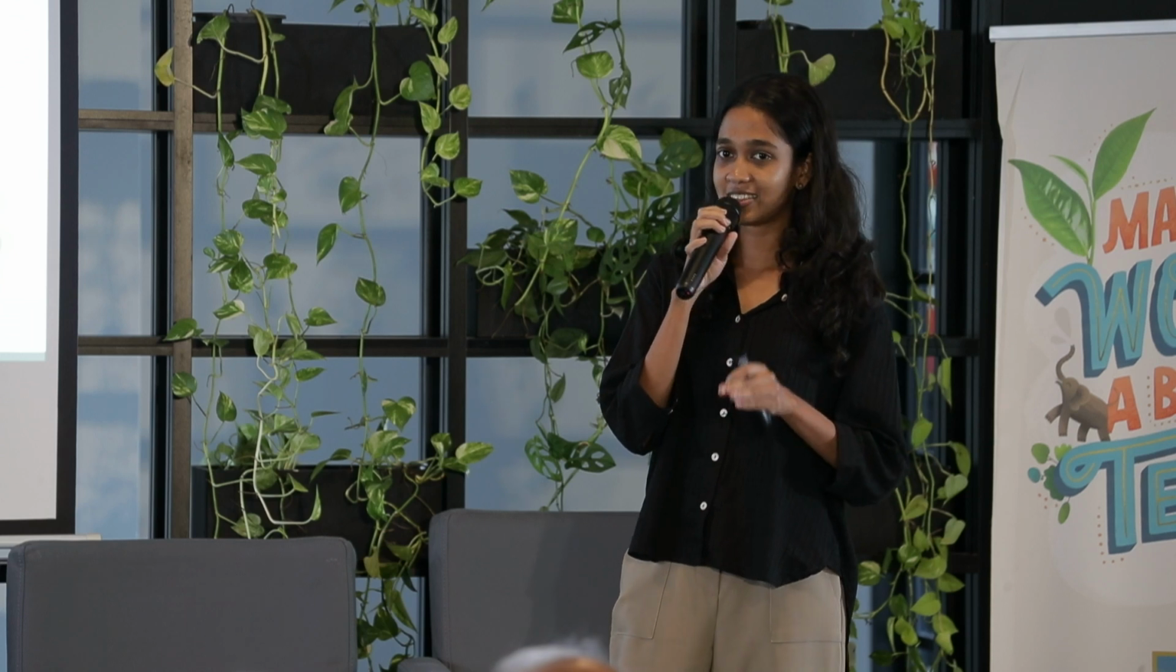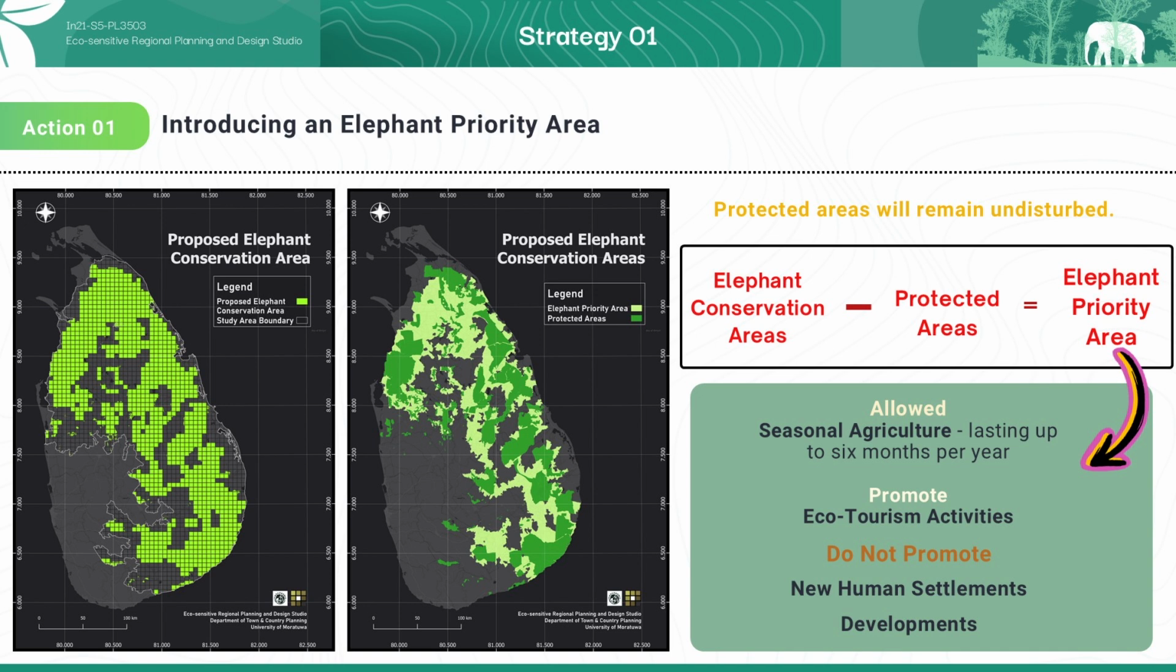At a glance, you might think it's a big number, but 74% belongs to the low productivity area, and 61% is already being cultivated one season only, so they can be continued. Let's see how we can implement those strategies. Under our strategy, our first action is introducing an elephant priority area. Are these elephant priority areas the same as protected areas? No. Elephant priority areas are allowed for seasonal agriculture lasting up to 6 months per year and protected with seasonal fencing. We also do not promote new human settlements and developments in this area.